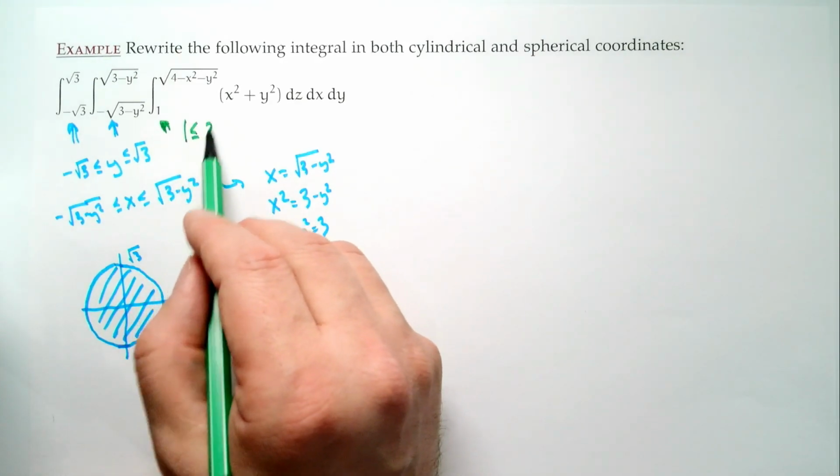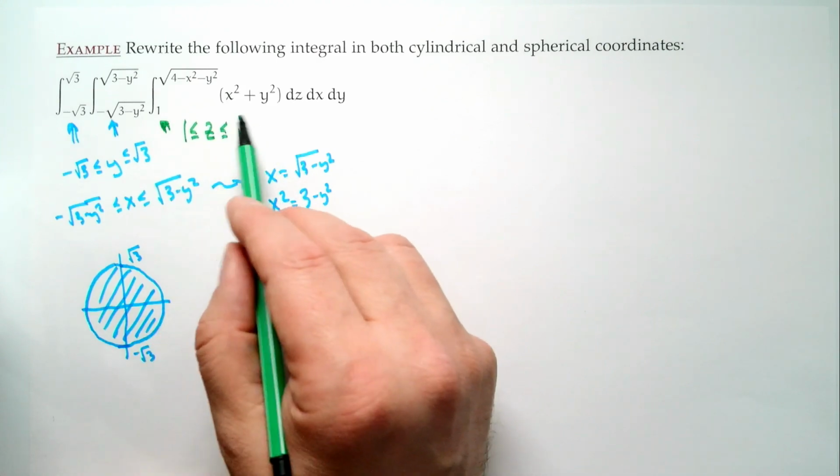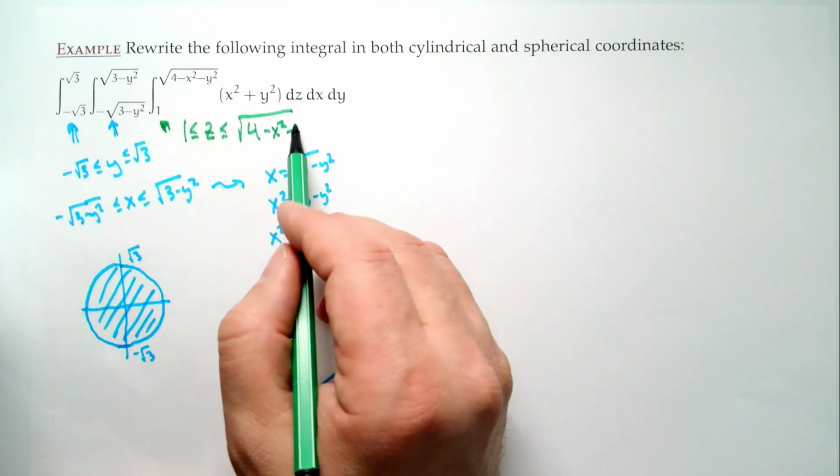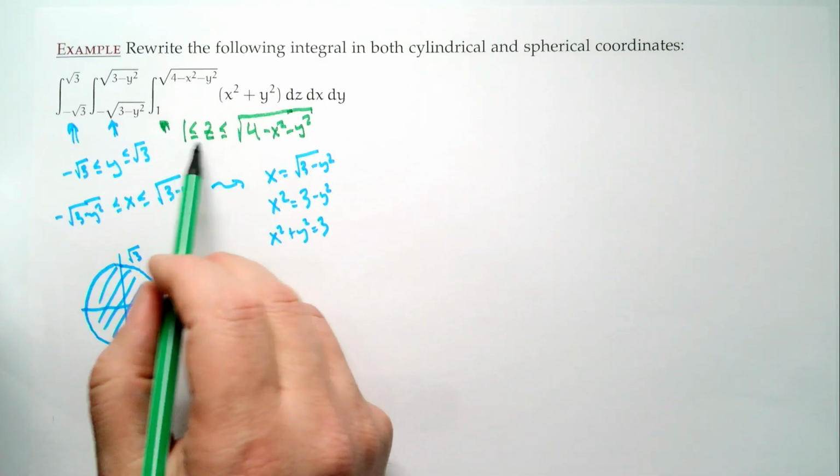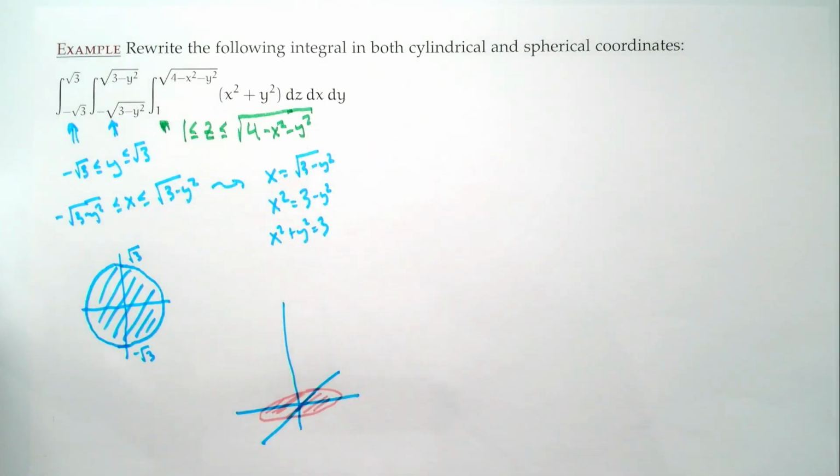And square root of 4 minus x squared minus y squared. Now, let's see if we can figure that out. First off, what about this function z equals 1? Or what about this surface? What is it? It's a plane. It is. So I have a plane.